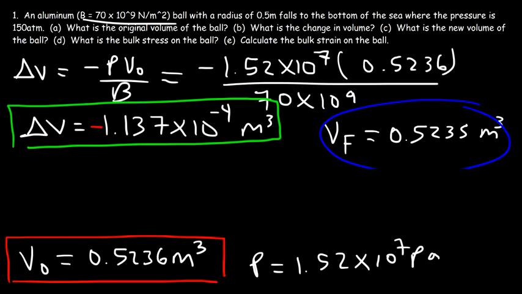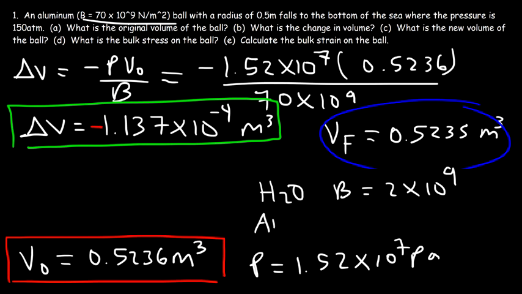It's 70 times 10 to the 9. The bulk modulus of a liquid like water is 2 times 10 to the 9. So because aluminum has a higher bulk modulus than water, it's a lot harder to compress aluminum, but it's a lot easier to compress water.